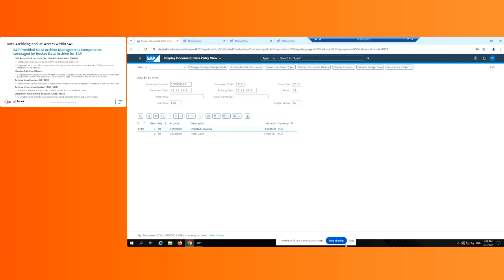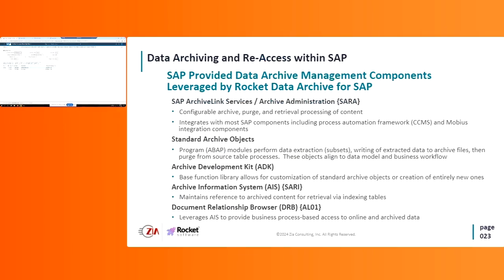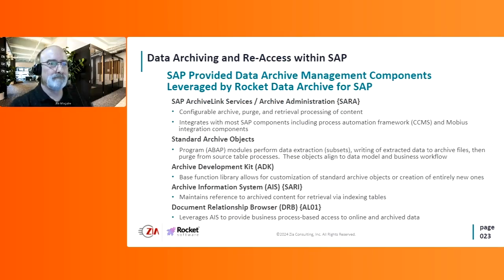Okay. All right. So let me stop sharing. So that's data archiving. And I'll just be upfront. There are data dependencies. You have to archive the underlying financial and cost controlling transactions first before you can get to higher order transactions like sales orders, etc.